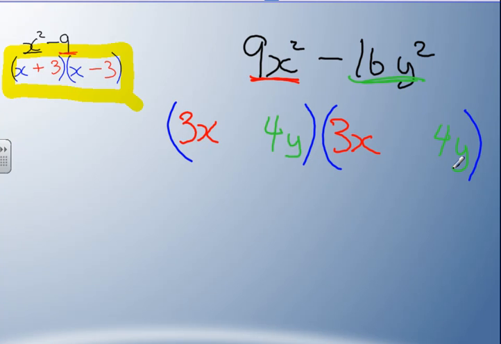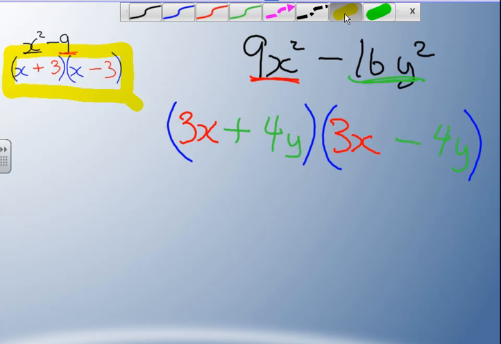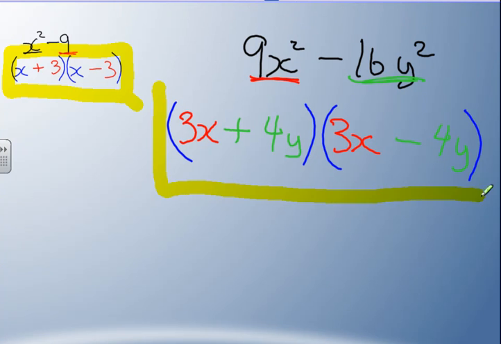The last step is very easy. Put a plus in between one set, minus in between the other, and I have my answer. And that, in a nutshell, is the basics of factoring differences of squares.